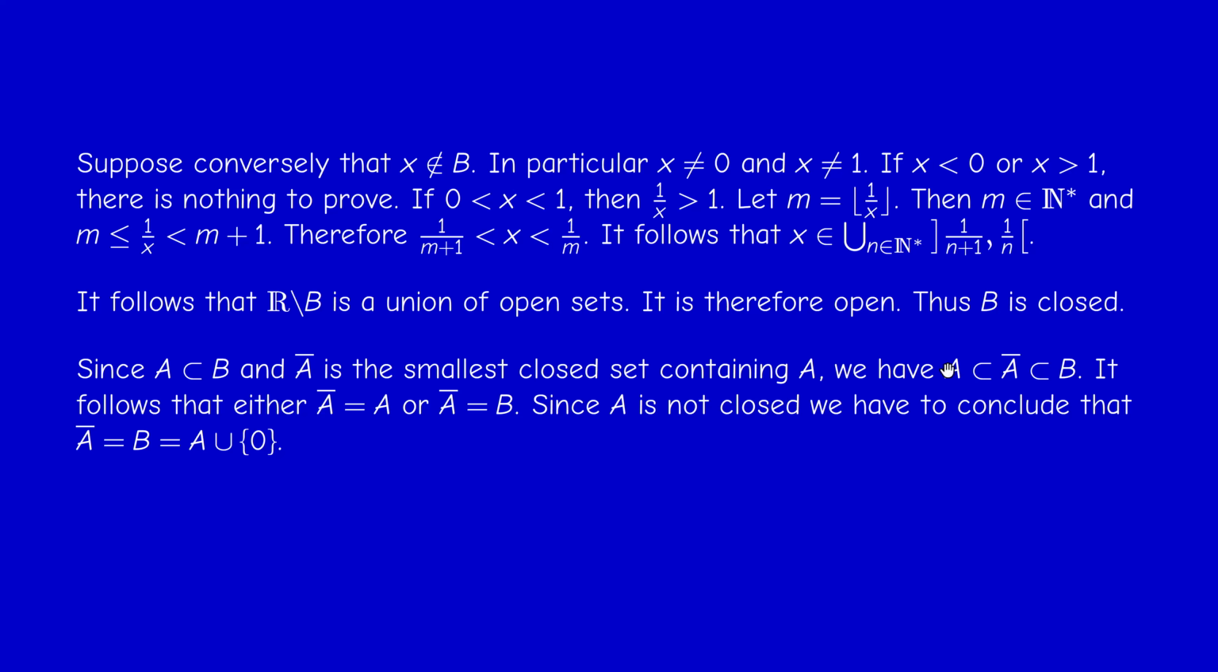But B differs from A just by 1 point. So I have just two possibilities. A bar is either A or A union 0, which is B. But since A is not closed, I cannot have this case. So I have to conclude that A bar is precisely B, which is A union 0. Okay? So this concludes exercise 5.